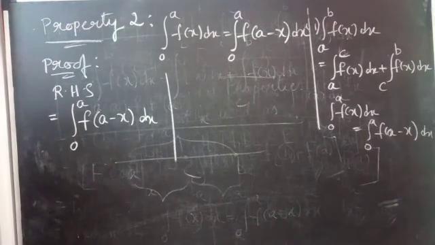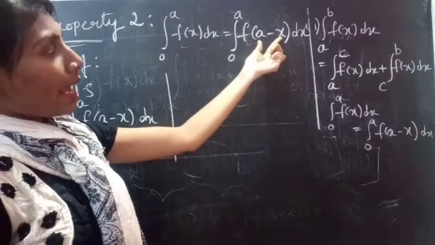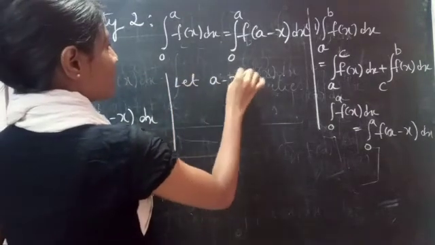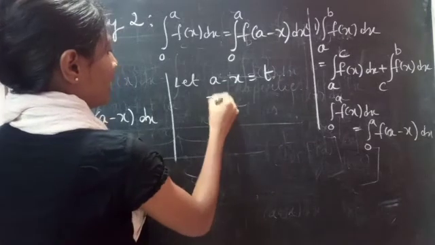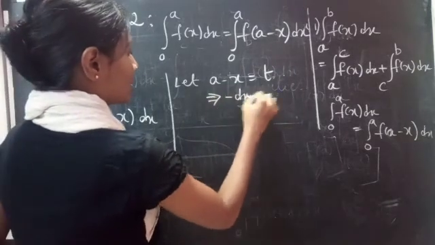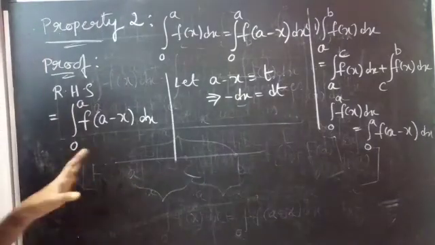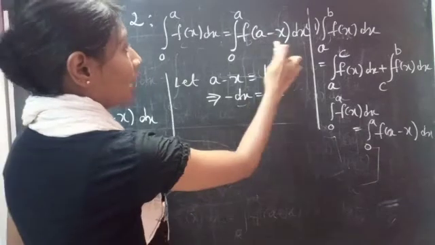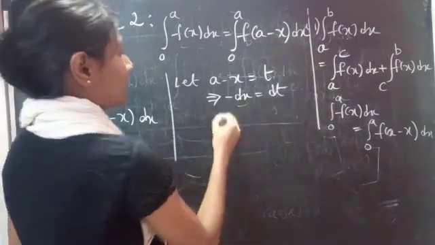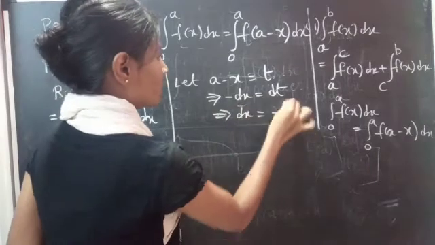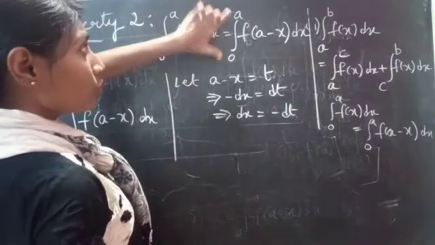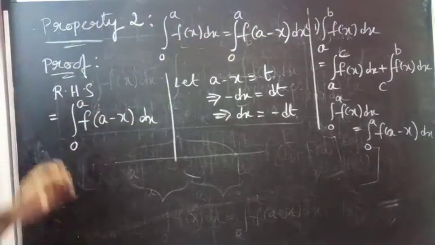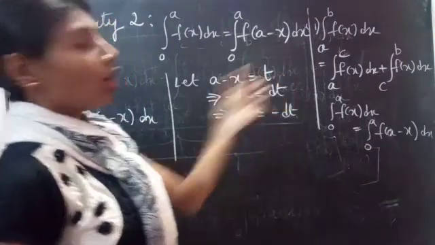Now what we are going to do is consider a minus x as some t. Let a minus x equal t, then minus dx is equal to dt. Simply, we are differentiating it. Now you have changed it in t, and dx is equal to minus dt. Also you have to check the limits, since these are limits for x, so now we have to find the limits for t.